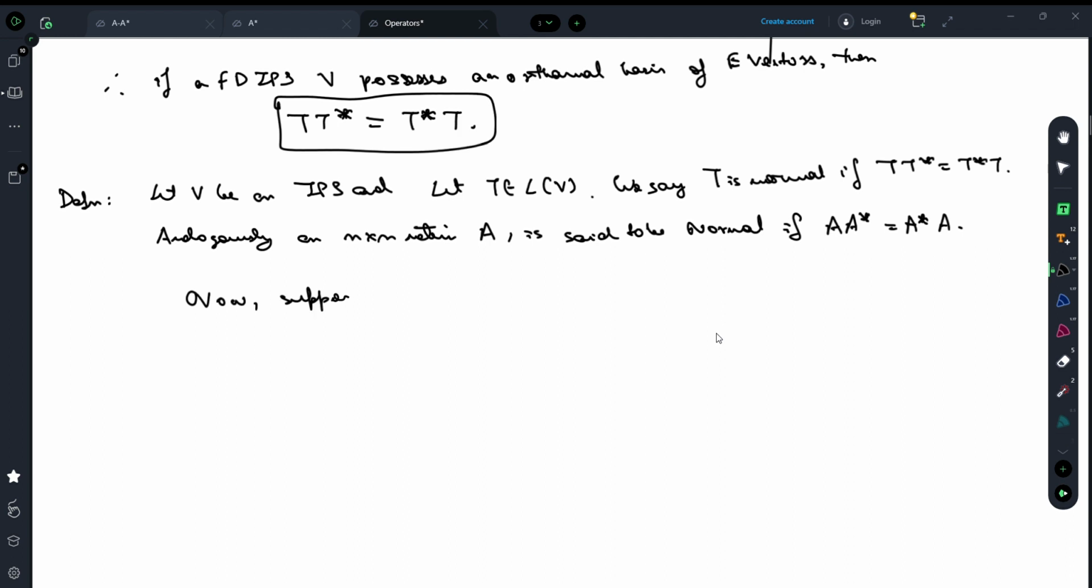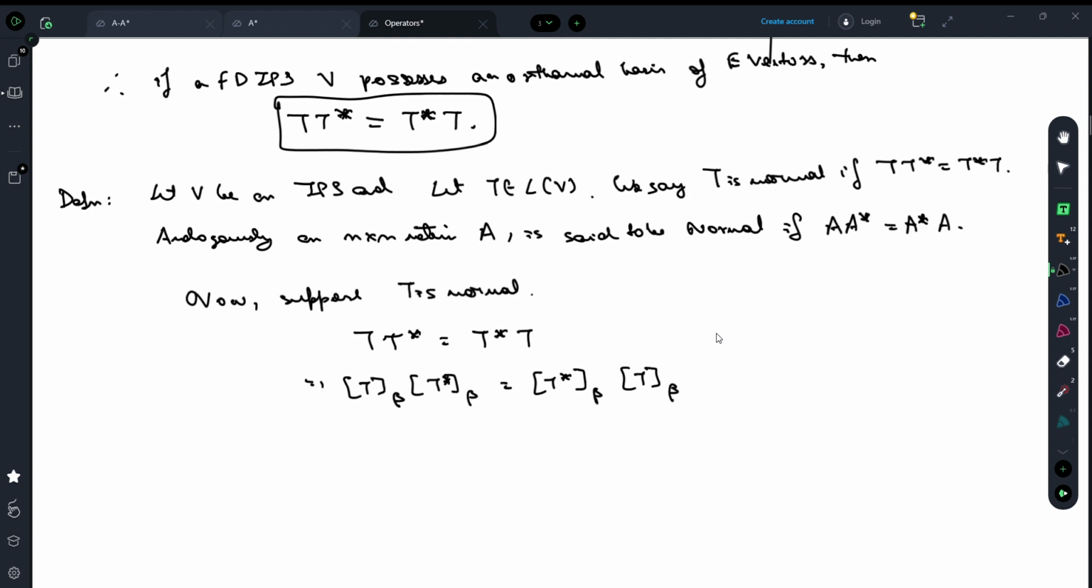Okay. Now observe that. Suppose T is normal. Then T T star will be T star T, but that will immediately mean that the matrix of T with respect to beta times the matrix of T star with respect to beta is the same as the matrix of T star with respect to beta times the matrix of T with respect to beta.